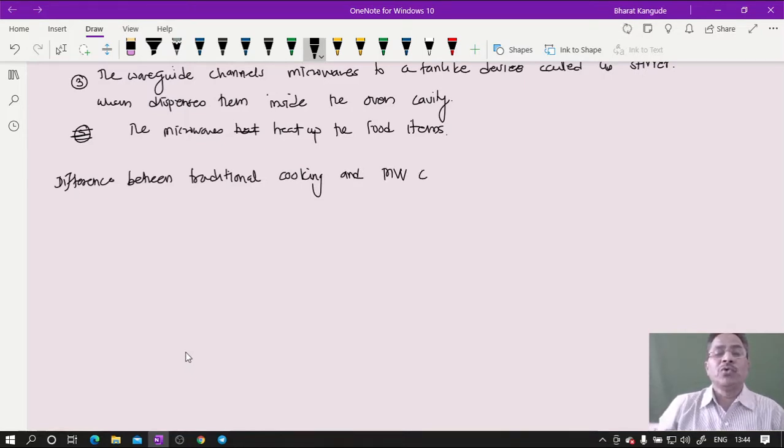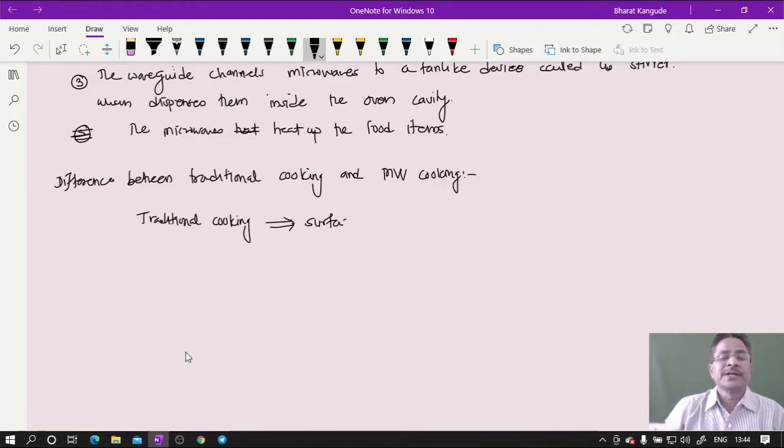MW, microwave cooking. Okay, so here I can make a change here. This is traditional cooking. Traditional, we won't write the statement. Cooking: there is a surface heating.